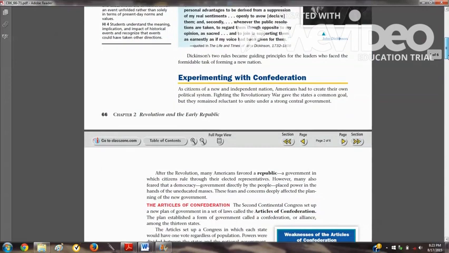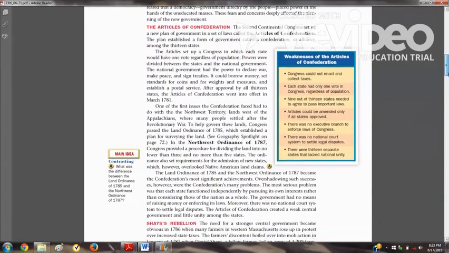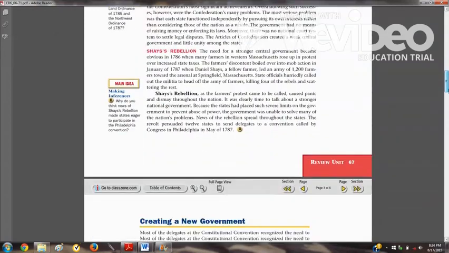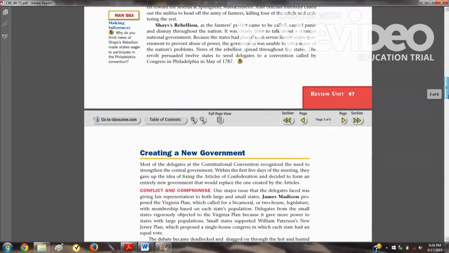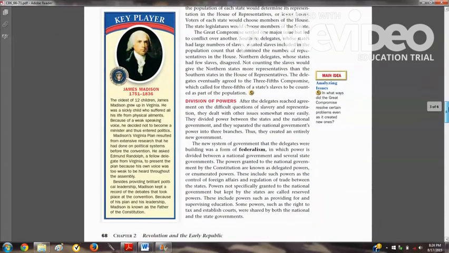Then we're looking for letter A. There it is, Articles of Confederation. You write 2 things about that. Then we look for B, there's Shays Rebelling, 2 things about that. All right, there is no C, because right here is Roman numeral 2 already, the second main idea. So you write Roman numeral 2, creating a new government, indent, the conflict and compromise, there's letter A. So first subsection, you write 2 ideas about that. There's letter B, division of powers.